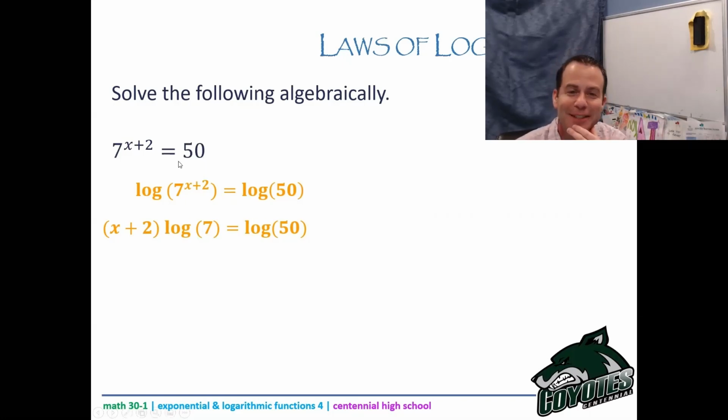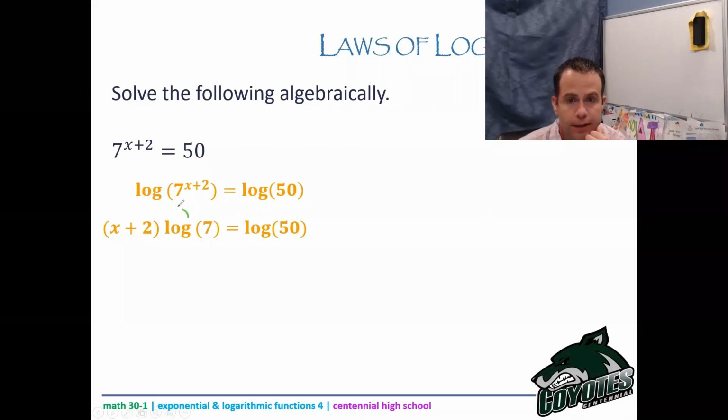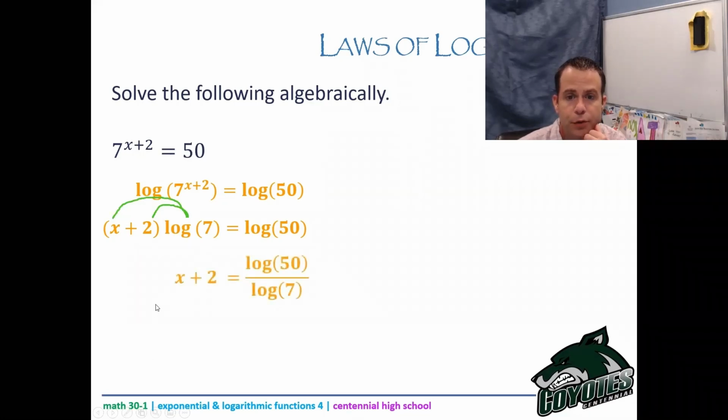Okay, so the x plus 2 can come to the front. So I have x plus 2 times log 7. Now, remember that log 7 is just a number. So what I need you to see here is this is the distributive law. This log 7 will get multiplied by 2, and the log 7 gets multiplied by the x. So that's going to give you x log 7 plus 2 log 7.